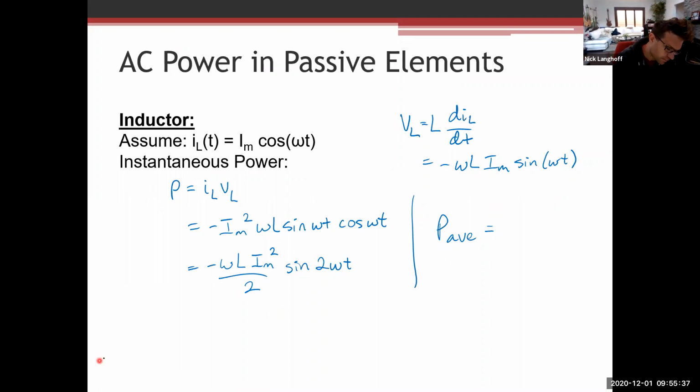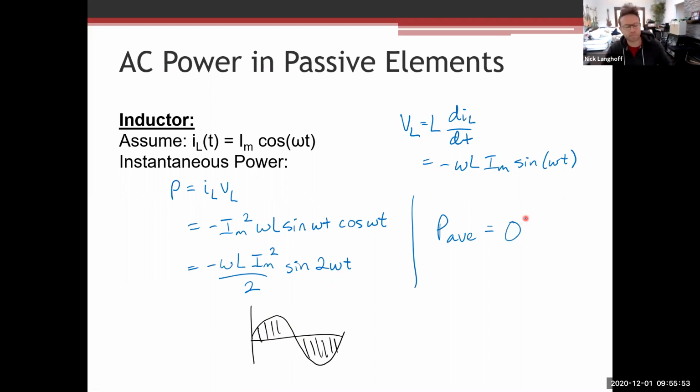If you look at that, here's all the positive area, and here's all the negative area. So it doesn't matter what the amplitude is, it doesn't matter that the frequency is twice the frequency, it's still just a sine function. And so the average power is 0. It absorbs no power on average over time. The instantaneous power at any point in time is always equal to the current through it times the voltage across it at that time. So the instantaneous power can have non-zero values, but the average power over a period, over a general amount of time, is 0.